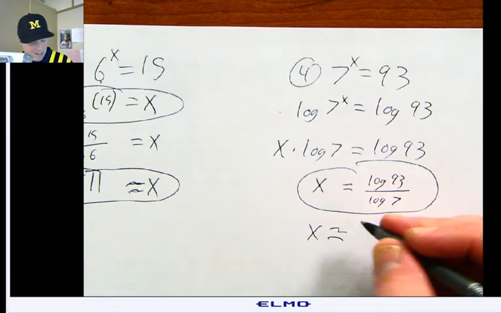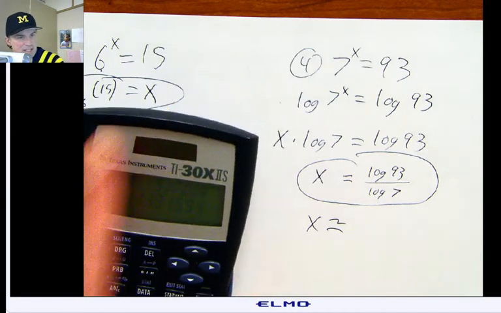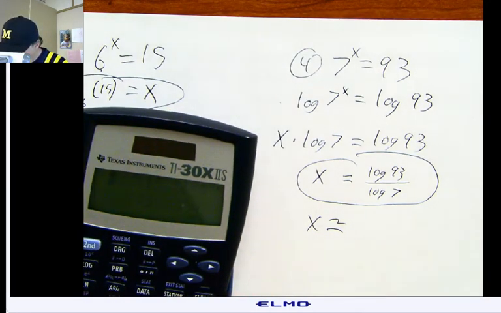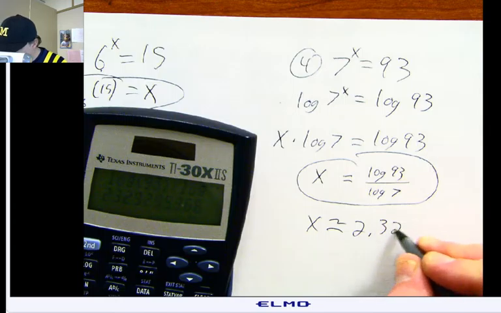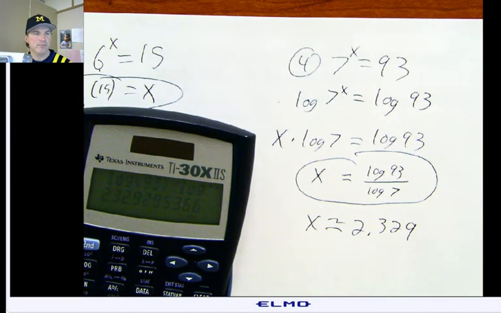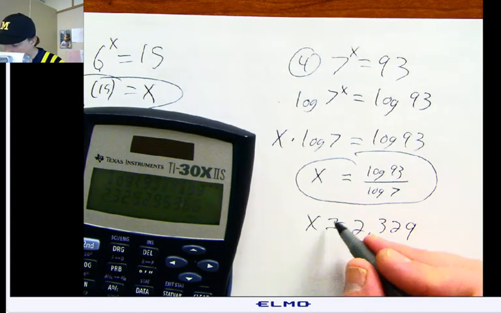I can then just type this into my calculator to get my decimal approximation. Log of 93 divided by log of 7, and I got an answer of 2.329. All right, and that's my approximation.